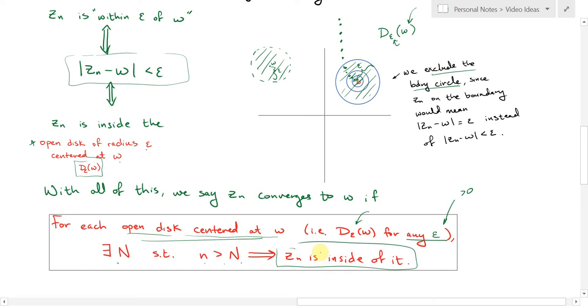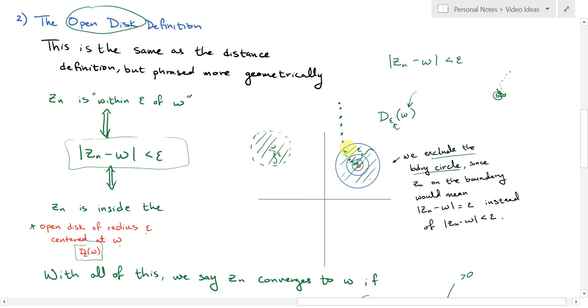And remember, being inside of that open disk means that obviously, if you're inside the open disk, your distance to W has to be less than epsilon. The radius of the disk is epsilon. Everything outside of it is a distance greater than epsilon. Everything inside of it is a distance less than epsilon. So that's just another more geometric way of phrasing it that uses open disks. I like this. It's just the geometry behind this more algebraic definition.